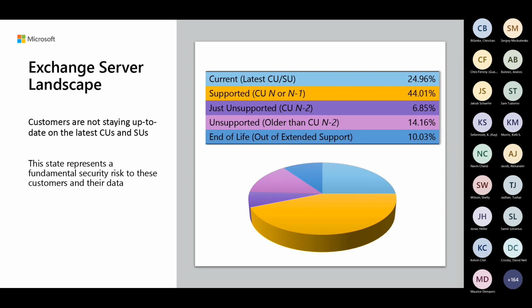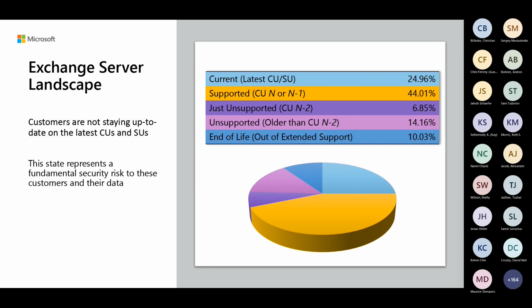Now, of the 2013 servers we see, fewer than 13% had the latest SU installed. For Exchange 2016, only about a third of the servers running on CU22 had the latest SU, and just under 50% of the servers running on CU23 had the latest SU installed. And for Exchange 2019, it's about 65% of the servers on CU11 had the latest SU, but fewer than 50% on the latest CU have the latest SU installed. Now, this is unacceptable. This represents a fundamental security risk to these customers and their data, so we want to do whatever we can to help them get current and stay current.